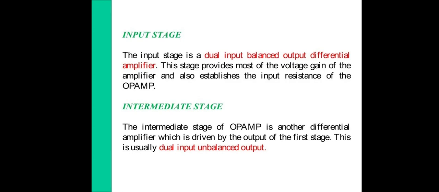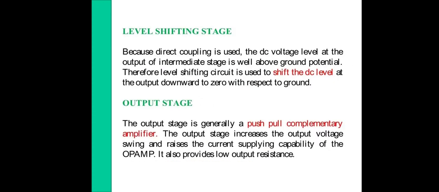Input stage: it is a dual input balanced output differential amplifier. This stage provides most of the voltage gain in the amplifier and also establishes the input resistance of the op amp. Intermediate stage: the intermediate stage of the op amp is another differential amplifier which is driven by the output of the first stage. This is usually dual input unbalanced output.